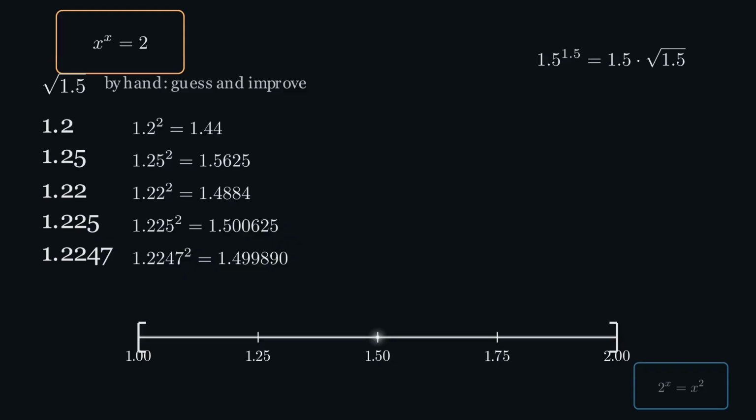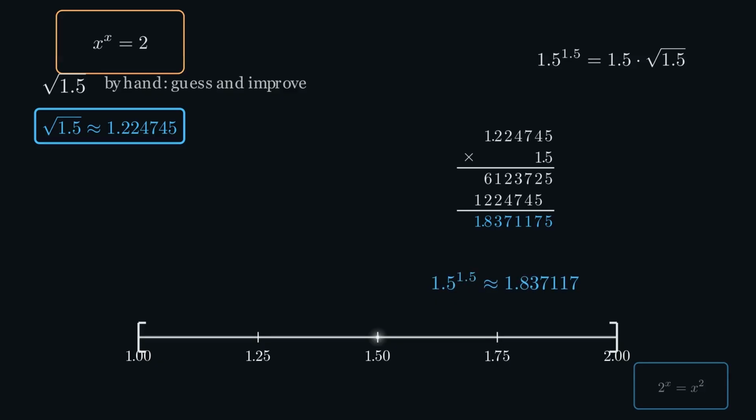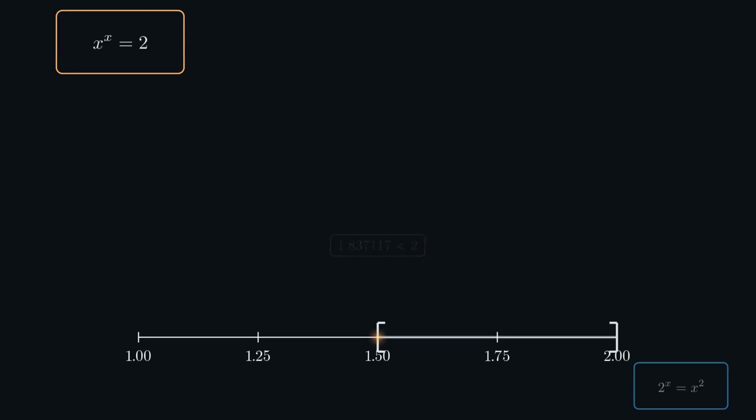Square root of 1.5 is about 1.224745. So 1.5 to the 1.5 is 1.5 times 1.224745. Multiply it out. 1.837117. 1.837. Less than 2. So the answer is above 1.5. The squeeze is now between 1.5 and 2. Next test, x equals 1.6. 1.6 to the power 1.6. Same trick?